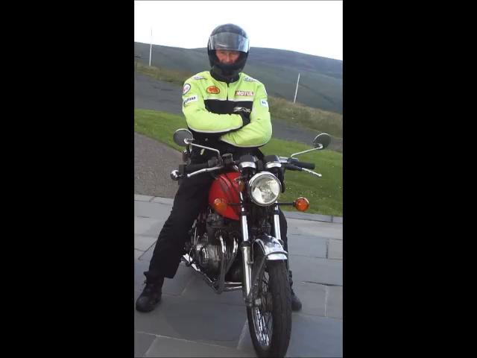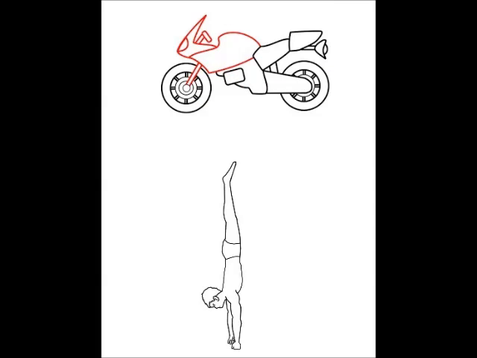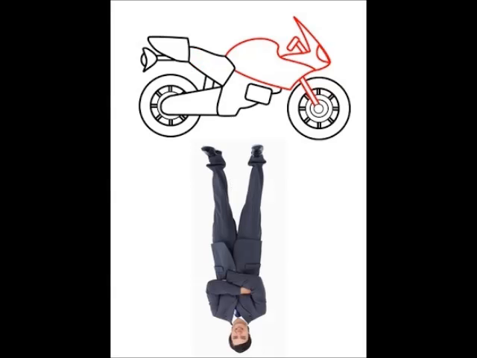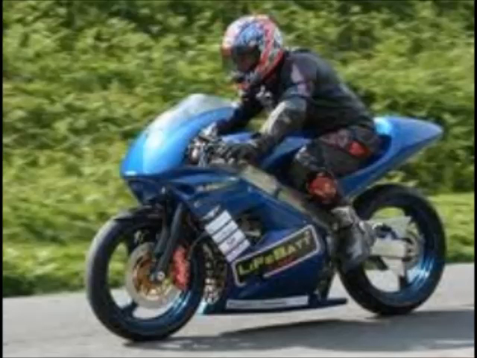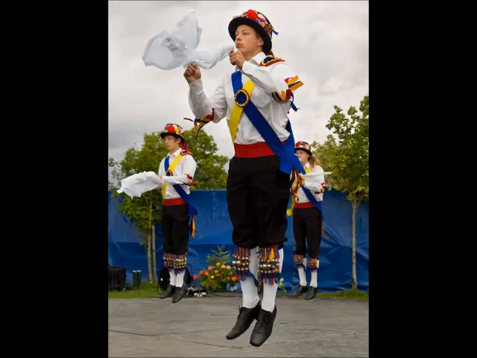27 seconds. A man is sitting on a motorbike facing east. 9 seconds. A man is doing a handstand and his motorbike is about 10 metres in the air. 17 seconds. The motorbike is on top of the man and he's upside down. 13 seconds. A man is sitting on a motorbike facing south. 37 seconds. Some people are waving white hankies in the air.